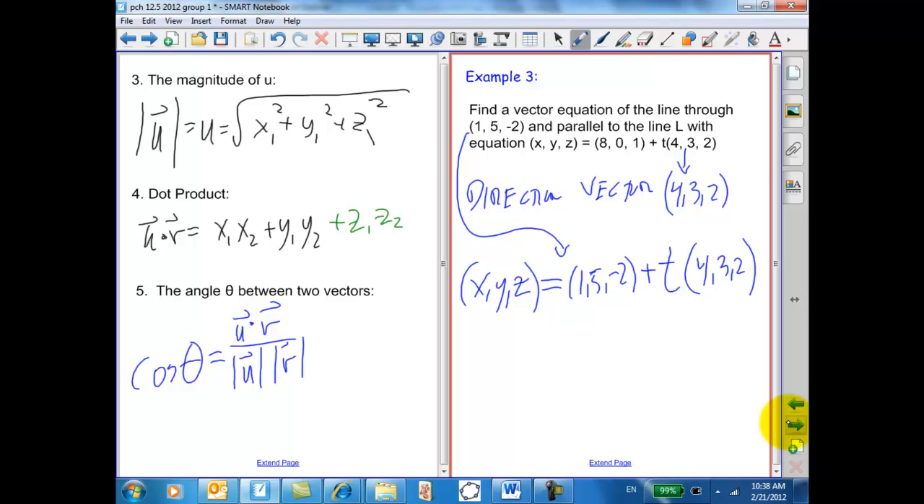All the t's have to agree. So that's how you tell if a point is on a line or not. Put in the points for x, y, z.